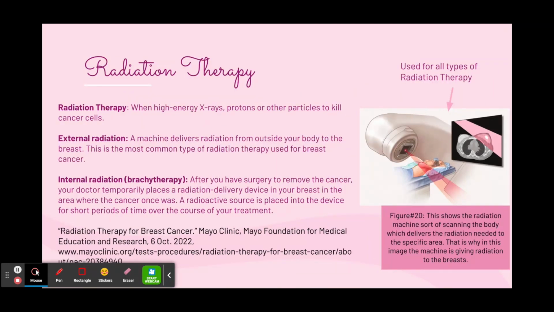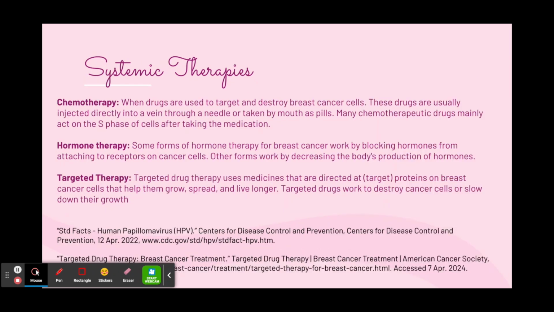Radiation therapy uses high energy X-rays, protons, and other particles to kill the cancer cells. In external radiation, the radiation is delivered from outside your body. And in internal radiation, after you have the surgery to remove the cancer, the doctor can temporarily place a radiation device in the breast area where the cancer was to help protect after the treatment. And figure 20 shows what radiation therapy may look like for external radiation.